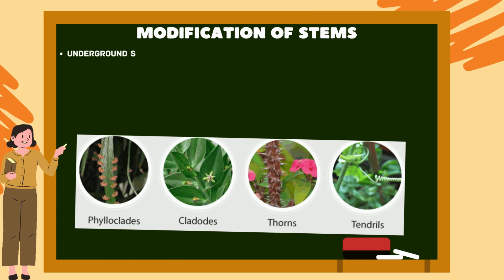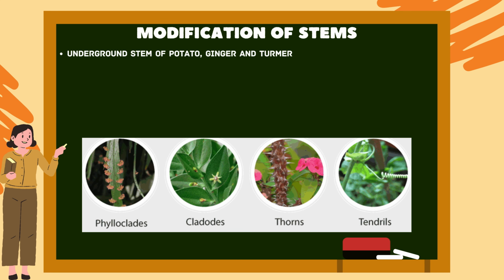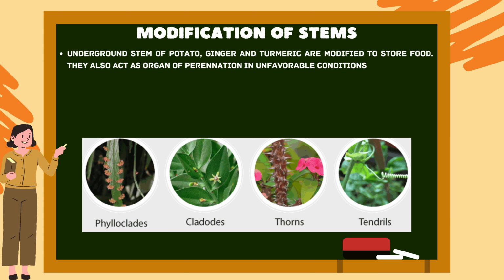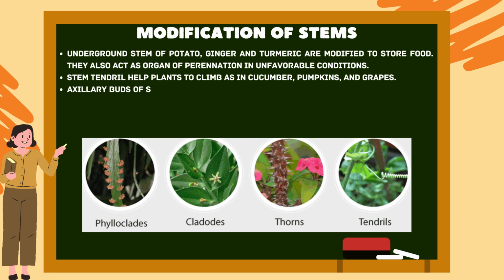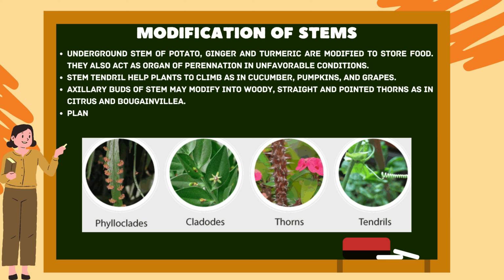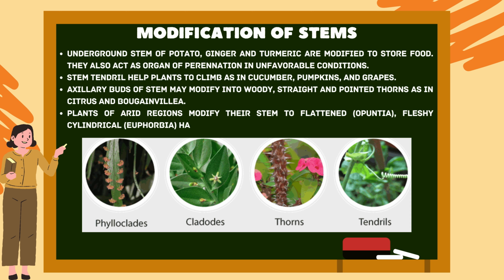Modification of stems. The underground stems of potato, ginger and turmeric are modified to store food. They also act as organs of perennation in unfavorable conditions. Stem tendrils help plants to climb, as in cucumber, pumpkins and grapes. Axillary buds of stem may modify into woody, straight and pointed thorns, as in citrus and bougainvillea. Plants of arid regions modify their stem to become flattened or fleshy cylindrical, having chlorophyll for photosynthesis.